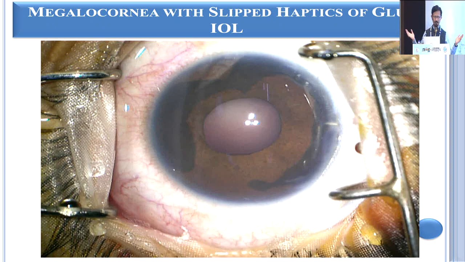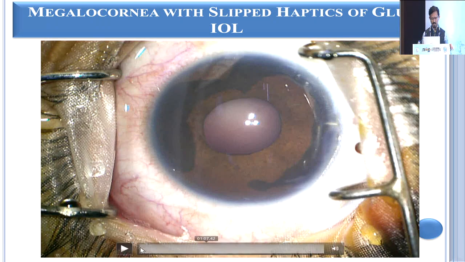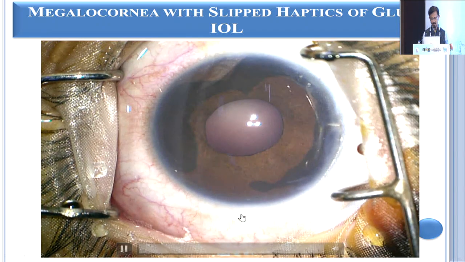So we saw that in megalocornea, the corneal size is large, and if you create the groove a little more posteriorly, like normally we create a groove about 1.5 to 2 millimeters behind the limbus, at least 1.5. But in megalocornea, since the cornea is large, the haptic has to traverse a greater distance, the risk of slippage is high, and that's why in this particular case, it slipped.